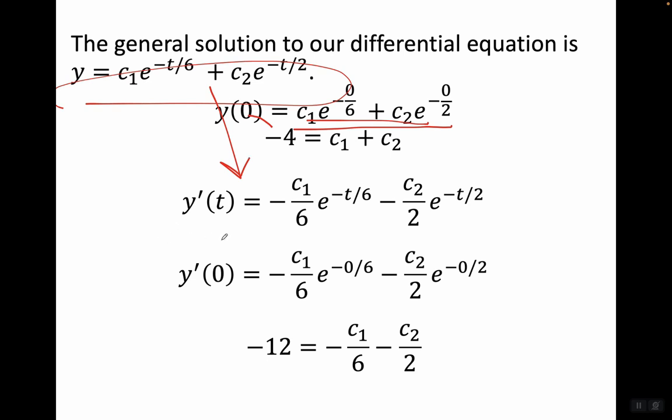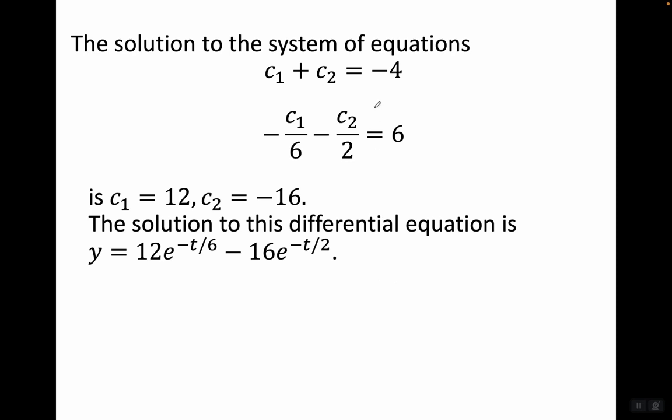Plug in 0, and this is, of course, y prime of 0. E to the 0 is just going to be 1. So y prime of 0 is negative 12, and all of the stuff on the right side simplifies to negative c1 over 6 minus c2 over 2. Okay, we've got a system of equations. The solution to that system of equations turns out to be c1 equals 12, c2 equals negative 16. So the solution to this differential equation is 12 e to the negative t over 6 minus 16 e to the negative t over 2.